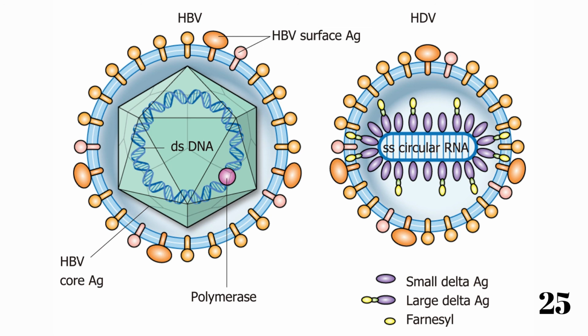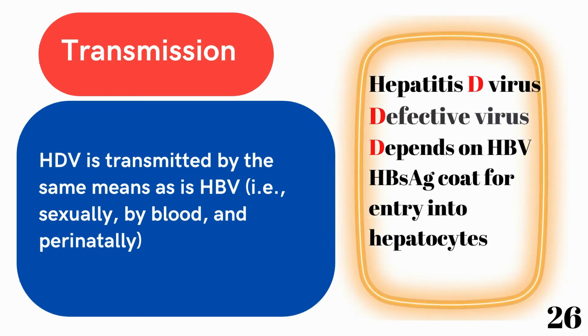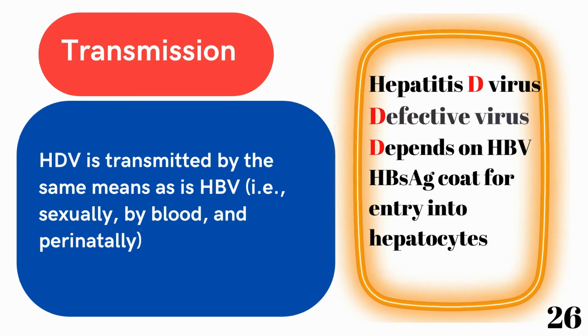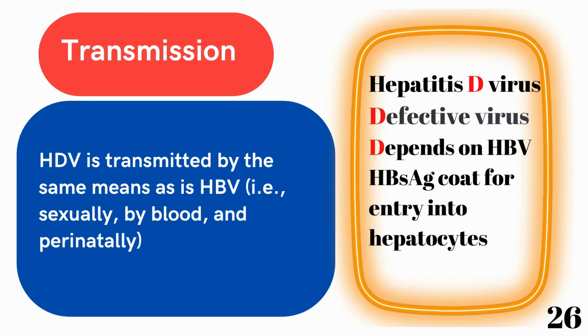Here in this figure you see hepatitis B and hepatitis D in one cell. On the left side is the hepatitis B virus with double-stranded DNA, core, polymerase, and the surface antigen of hepatitis B. On the right side you can find the hepatitis D virus, with single-stranded circular RNA, small delta antigen, large delta antigen, and farnesyl. This is the structure of hepatitis D virus.